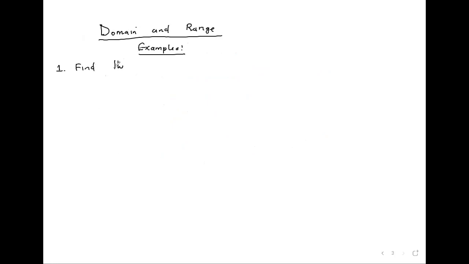Now, 1, find the domain of A. f of x is equal to 3 over x minus 1. B, f of x is equal to x plus 3 over x minus 4.